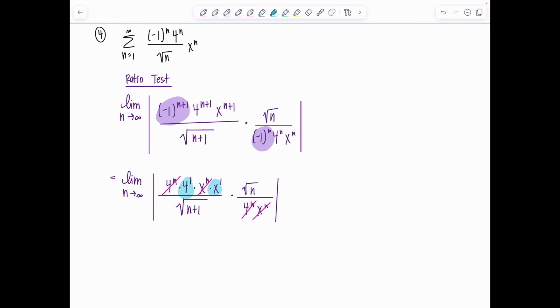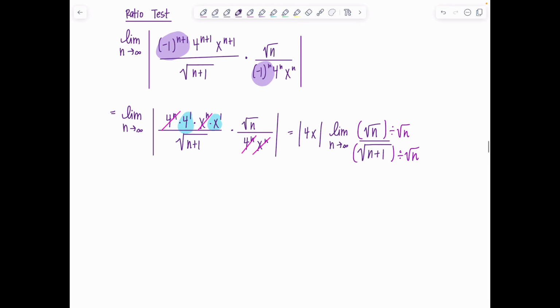I'm going to take out 4 and x from the limit. Make sure you keep the absolute value though. So absolute value 4x times the limit as n goes to infinity. And then I don't need the absolute value here. I just have rad n over rad n plus 1. Good. And then both numerator and denominator are going to infinity. So I'm just going to divide by highest power of n from the denominator. I'm going to divide by rad n. So this becomes absolute value 4x times the limit, n goes to infinity.